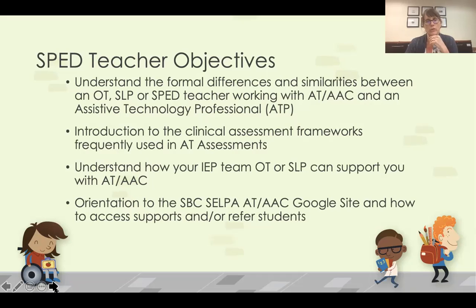And then just understand how you can orient, how you can look up the stuff on the SELPA site that I've been making to access forms and supports and anything like that.